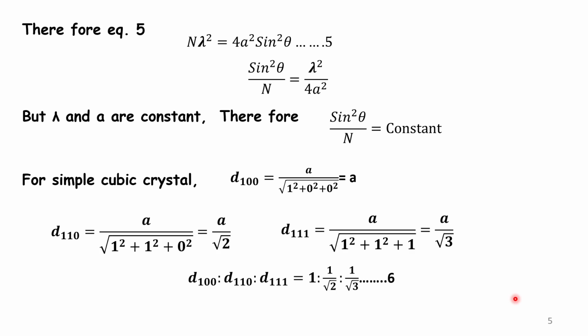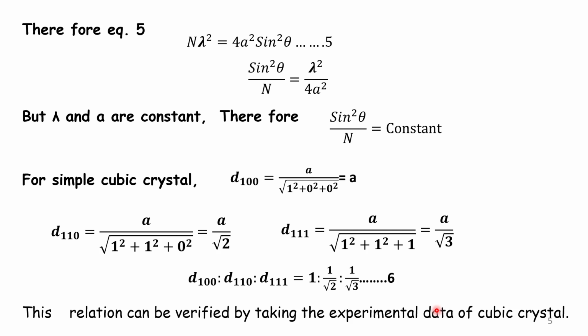If we take the ratio of these three interplanar distances, then we get d100 : d110 : d111 is equal to 1 : 1 divided by under root 2 : 1 divided by under root 3. Now this relation can be verified by using the experimental data of the cubic crystal.